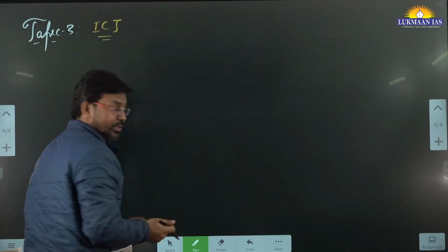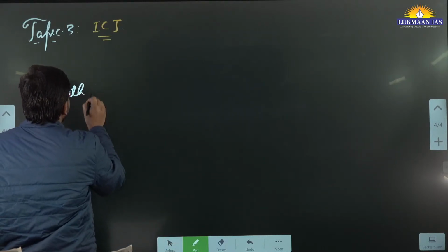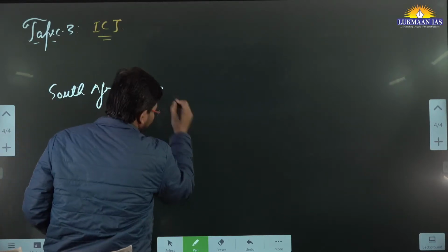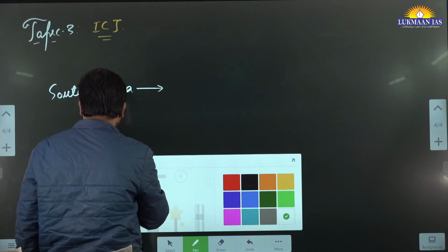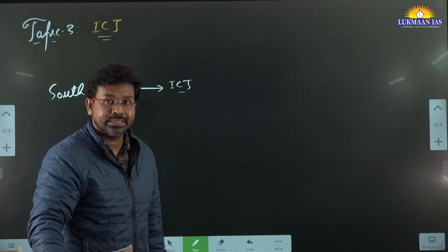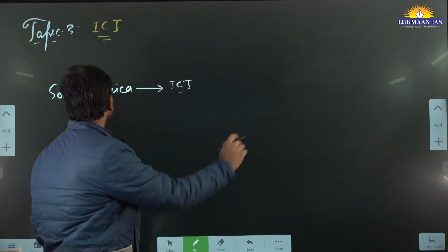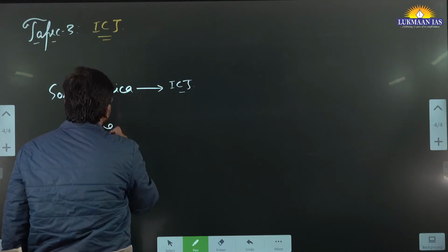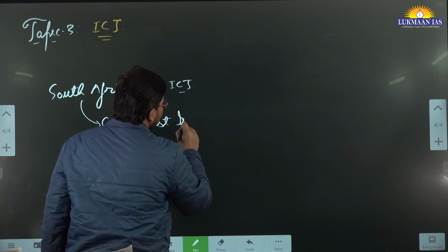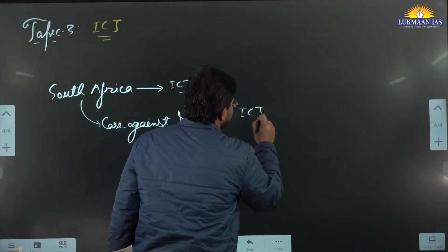This is Article 3. So basically what has happened recently is that South Africa has moved to the International Court of Justice. Why has it moved to the International Court of Justice? It has moved to file a case against Israel. South Africa filed a case against Israel in the ICJ, the International Court of Justice.